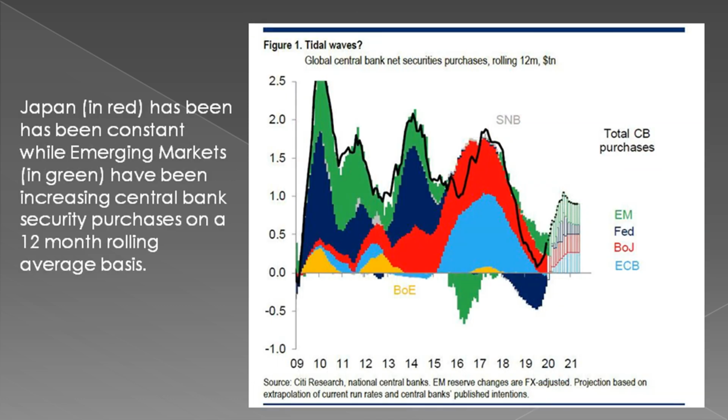This chart more clearly makes the point. Japan in red has been constant, while emerging markets in green have been increasing central bank security purchases on a 12-month rolling average basis. Going forward, this is going to change significantly as the Fed and ECB have now begun to contribute. Note China is not included here because the People's Bank of China does not add liquidity via buying government and agency securities. We'll talk China a little later.